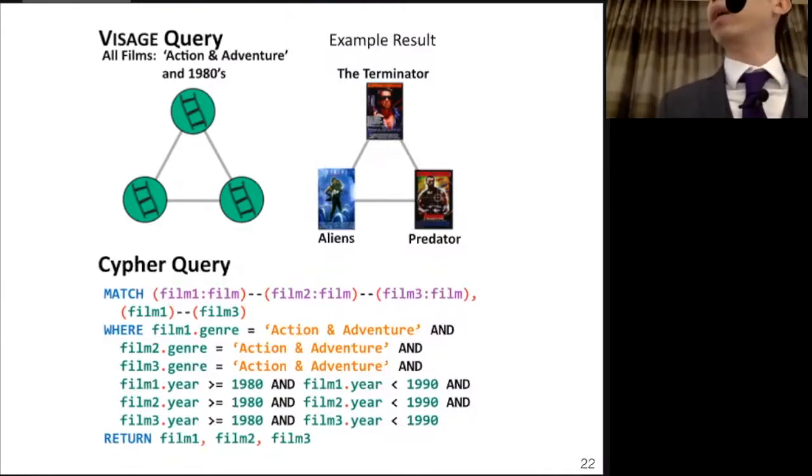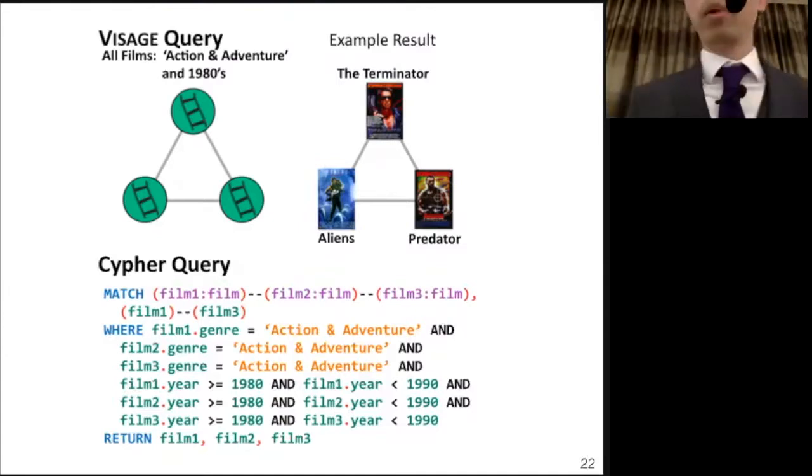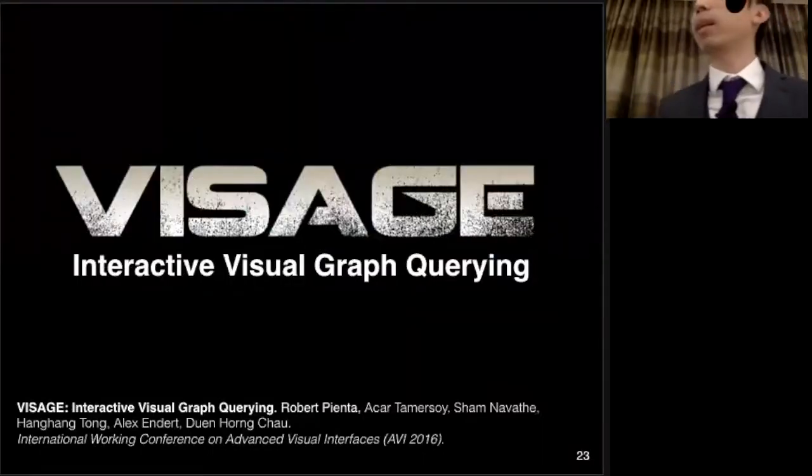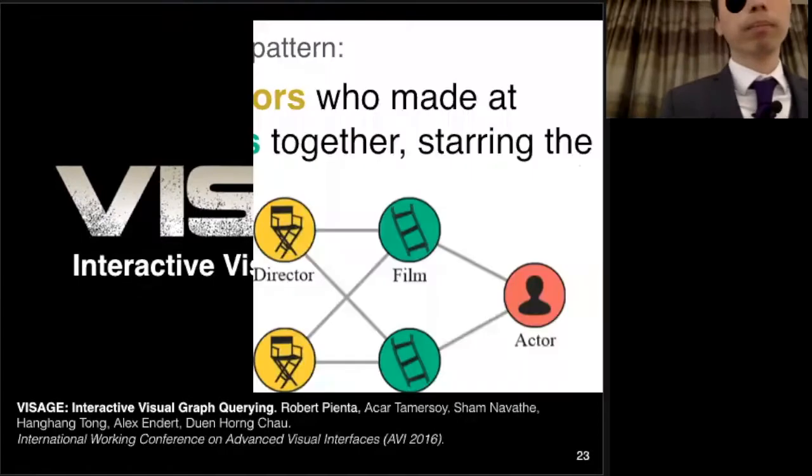So conceptually very simple. And here's one exact match. If you want to write Cypher, you need to do this. If you want to do more complicated queries, even more complicated, right? More to write. So that's where Visage 2 comes in. So we want to make this process a lot easier and a lot less error prone so that people can more rapidly try things out.